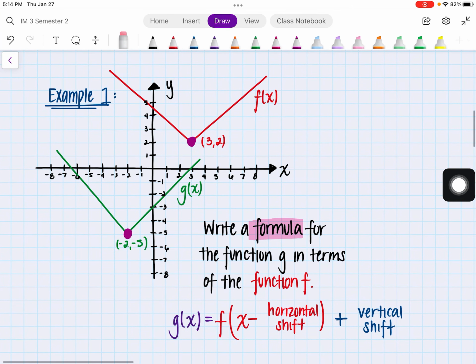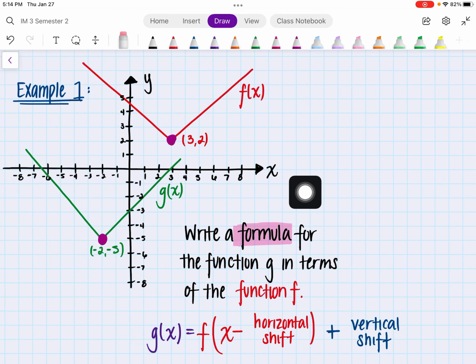So let's go ahead and start off here with example 1, guys. Make sure you guys sketch this out. And in this case, we want to go ahead and write a formula for the function g in terms of the function f. So once again, we want to write a formula, the transformation that happens from f to g. So in this case, we want to go ahead and see how we go from the absolute value of f of x to the absolute value of g of x. And in this case, we are focused on the vertex. So for f, it has the (3, 2), and for g of x, in this case, it's (-2, -5).